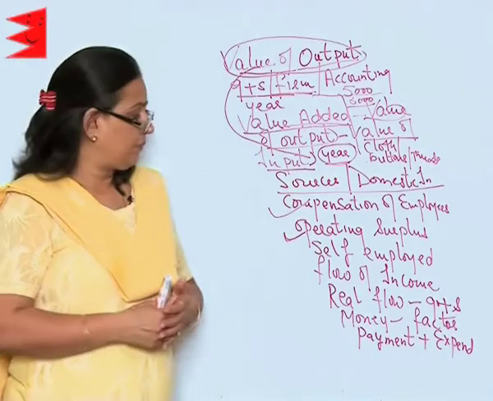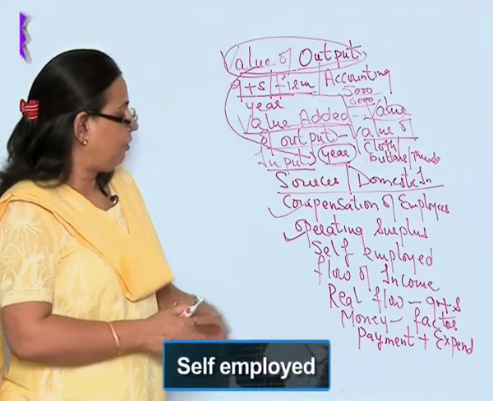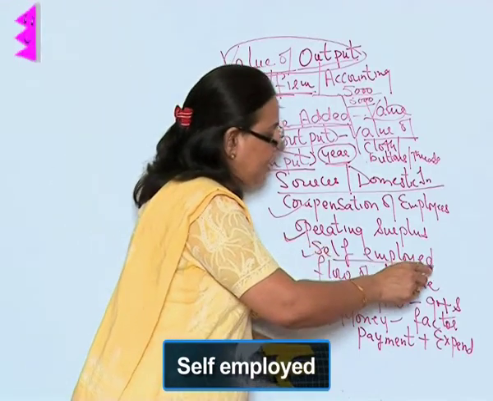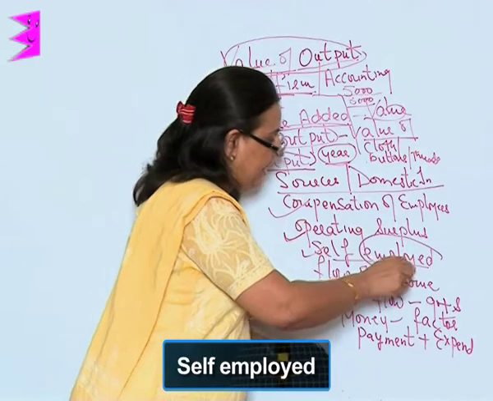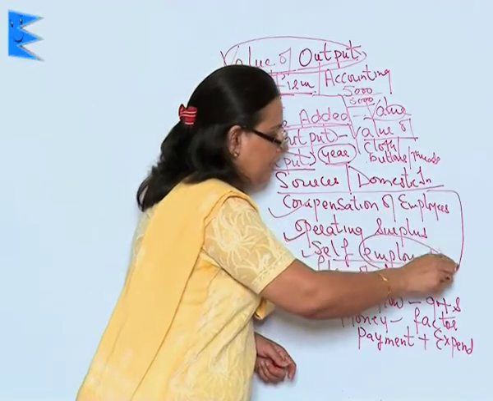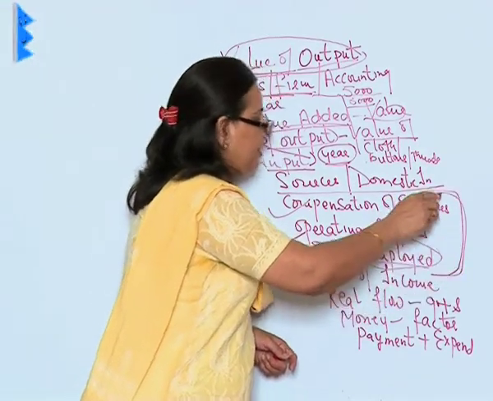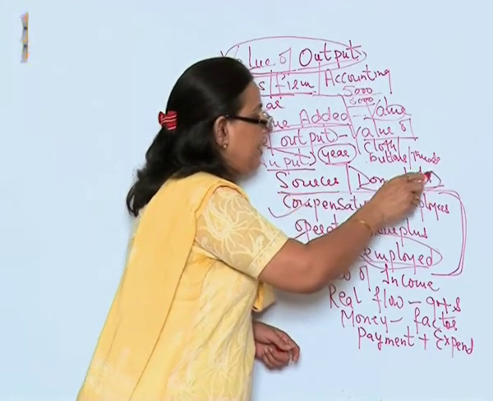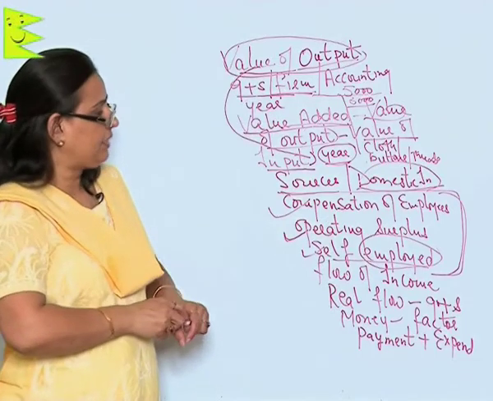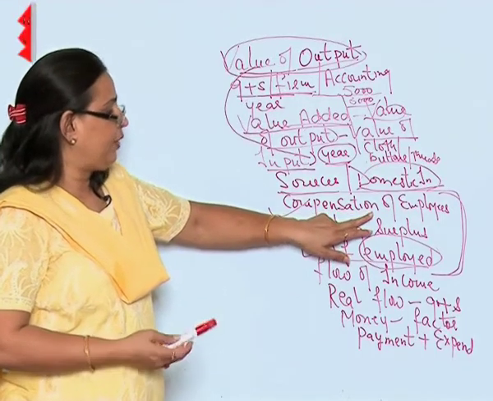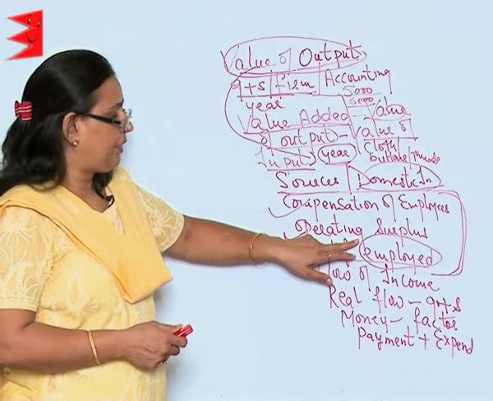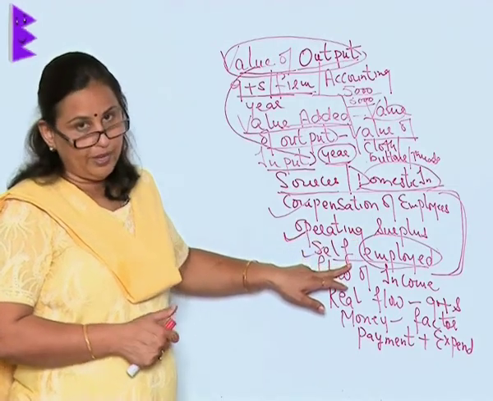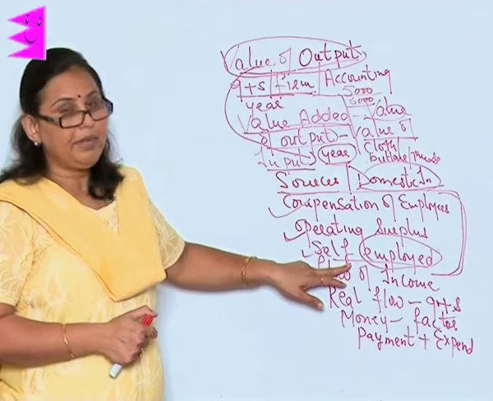other sources. Then comes the income of the self-employed, those who are not working for anybody but are generating income by themselves. So, these are the three sources of income for calculating the domestic income. Compensation of the employees, that is wages, then operating surplus, the rent as I said, and the income of the self-employed, which we also call mixed income.